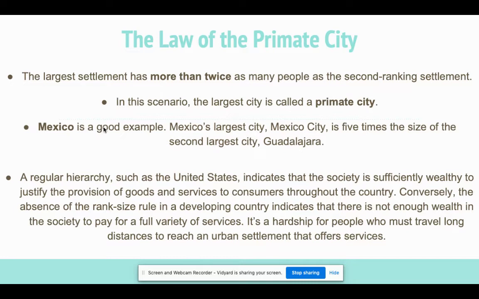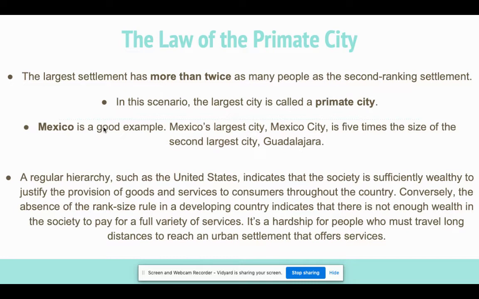Mexico is an excellent example of a primate city because Mexico City, which is the largest city in Mexico, is 5 times the size of the second largest city. Okay, I'm going to give you a lot of examples around our world of areas that have primate cities, but there's a couple of issues with a primate city. For a country that does not follow the rank size rule, a lot of times it's hard for people who have to travel long distances to reach that settlement.